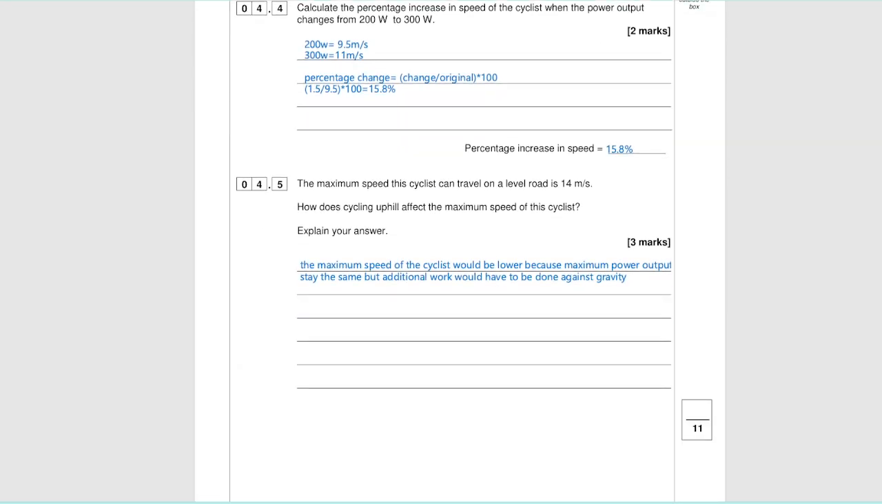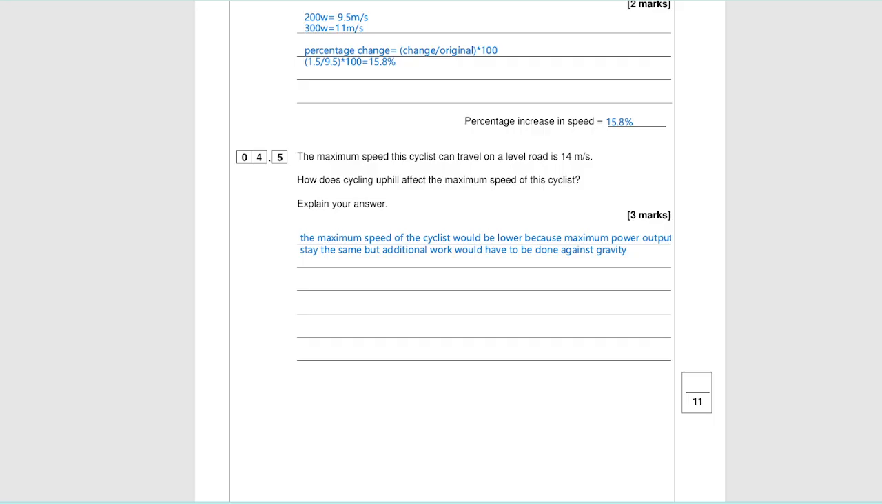And we're told the maximum speed a cyclist can travel on a level road is 14 meters per second. How does cycling uphill affect the maximum speed of the cyclist? The maximum speed of the cyclist would be lower because the maximum power output would stay the same, but additional work would have to be done against gravity.